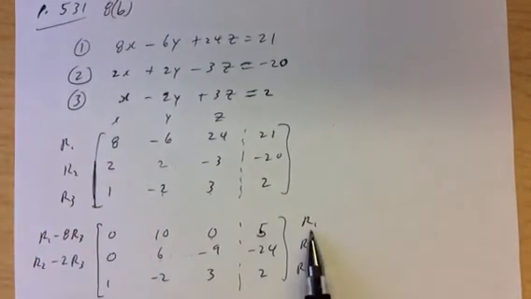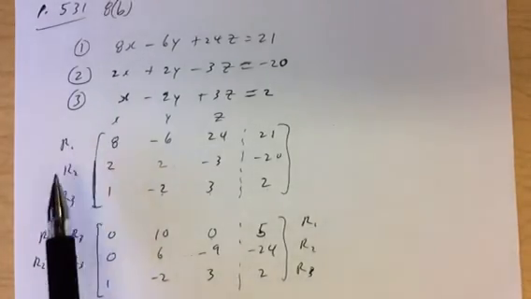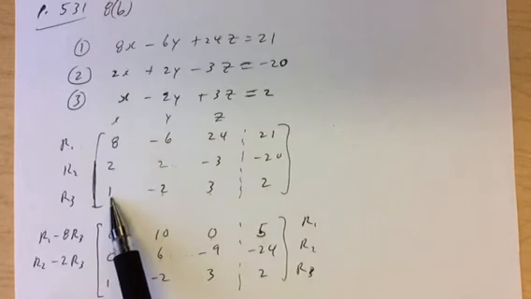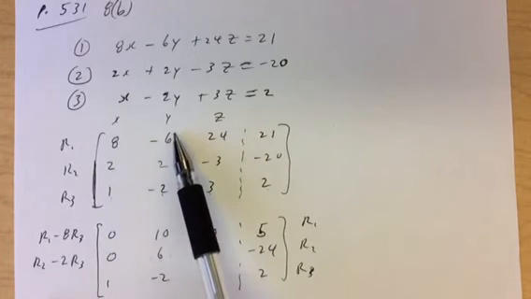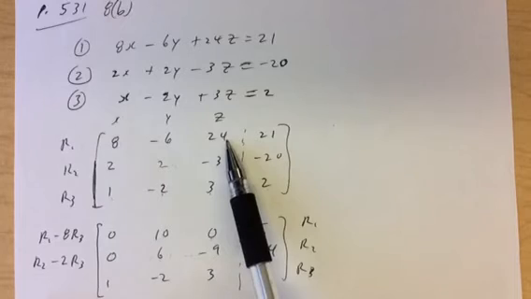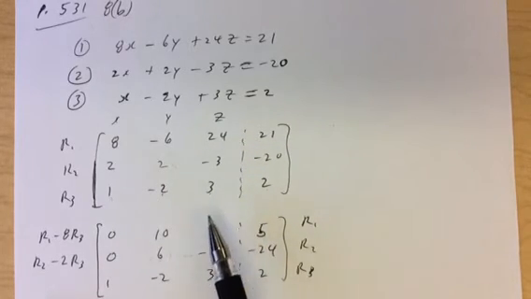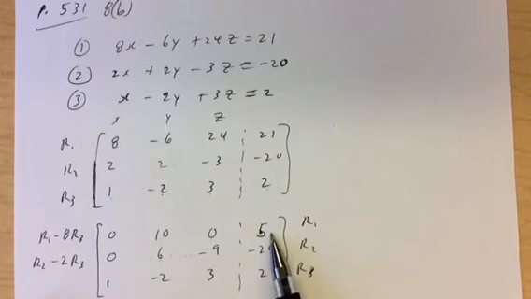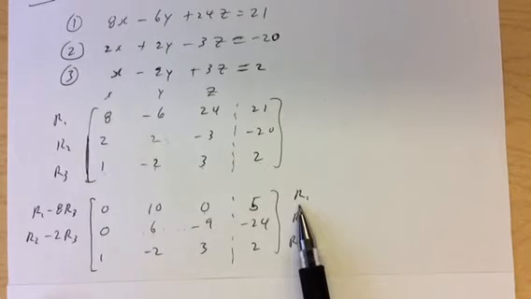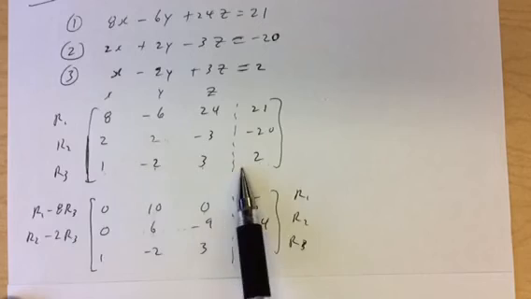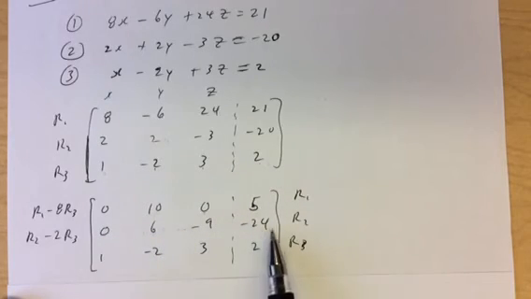So the new row 1 then becomes row 1 from here minus 8 times row 3. Okay, so 8 minus 8 times 1 is 0. Negative 6 minus 8 times negative 2 is going to give you 10. 24 minus 8 times 3 is going to give you 0. 21 minus 8 times 2 is going to give you 5. That's our new row 1. Do the same thing for row 2, except you're multiplying row 3 by 2. Subtract them, and you'll get these values in here.